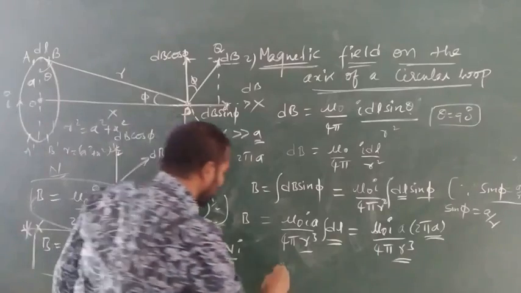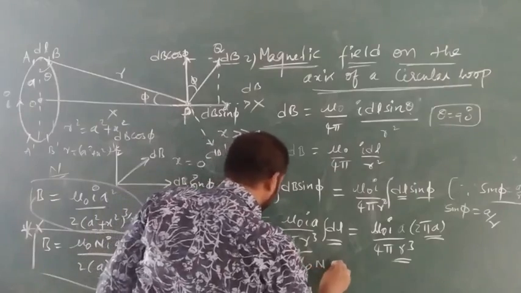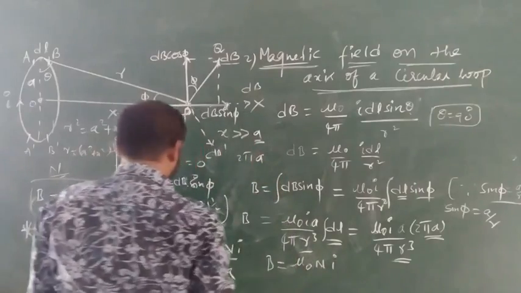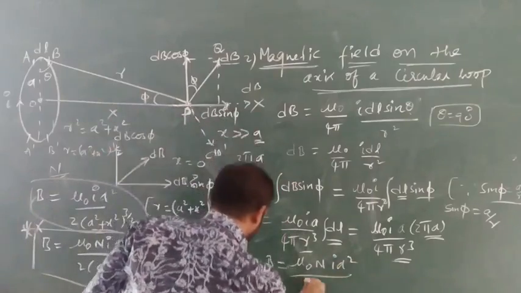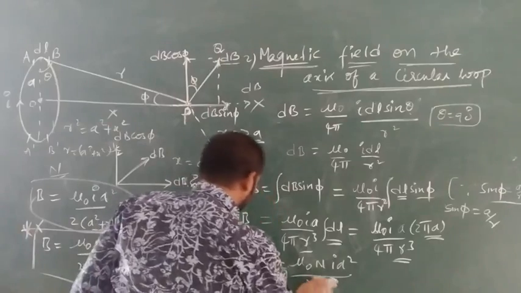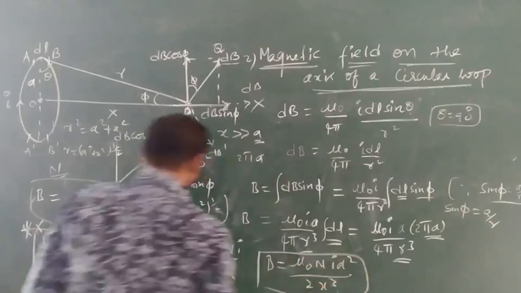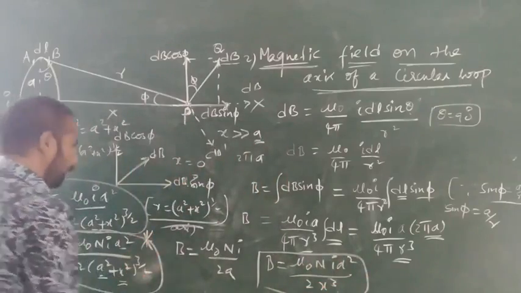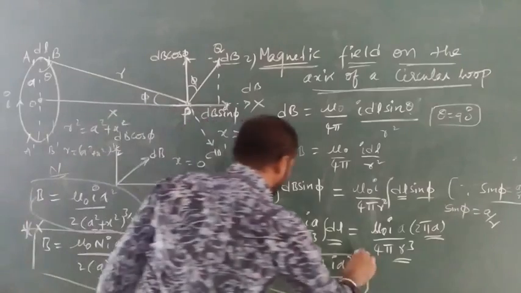So at last, the magnetic field at far distance is how much? Mu naught N I a square by 2x cube. This is the other formula. So we have to remember this formula and also the formula at the center.